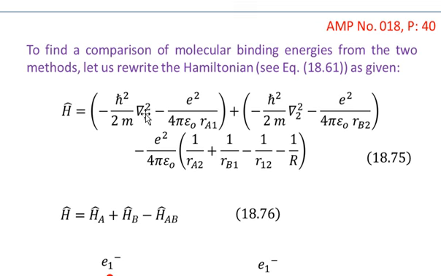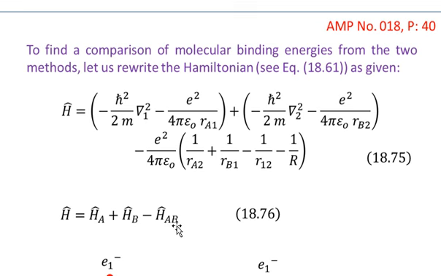Because the first parenthesis shows that it is as if it is the Hamiltonian of the atomic hydrogen with the nucleus A, and the second parenthesis shows the Hamiltonian as HB, which means that as if it is the Hamiltonian of an atomic hydrogen containing nucleus B. And then we have the third term with the negative sign, HAB, containing both nuclei.